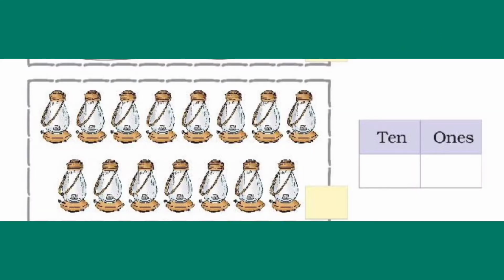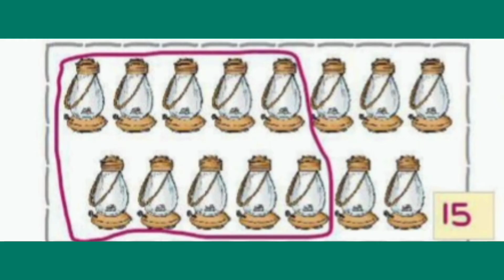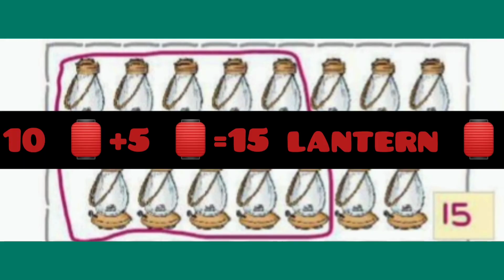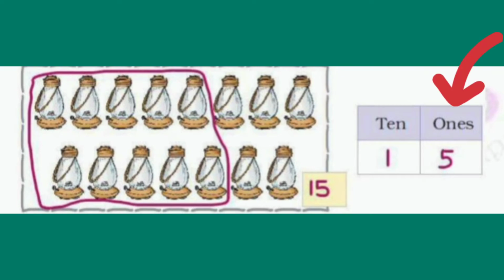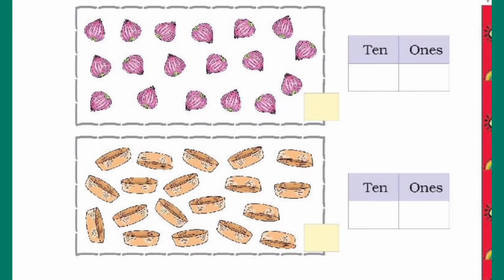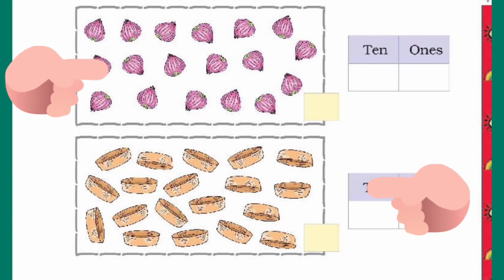Next is, you can see 15 lanterns are there. First what we will do, we will make group of 10. We will count 10 lanterns and we will make group of 10. Then 5 are remaining. So 10 lanterns plus 5 lanterns is equals to 15. The total number of lanterns are 15. Now how we will put them in their place value? Starting from right, 5 is in the place of 1's and 1 is in the place of 10's. Dear children, the rest of the 2 you will do it on your own.